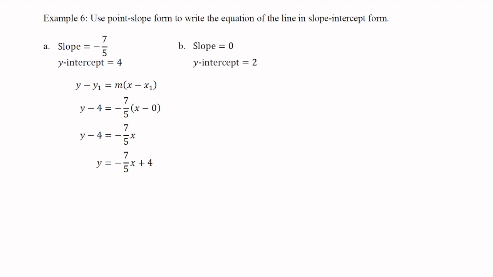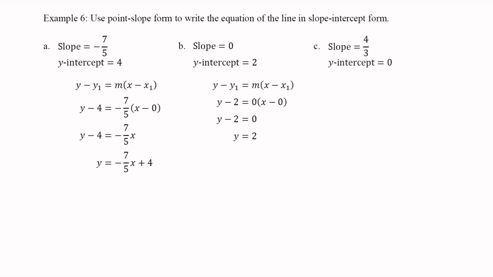For the second example of this set, we have a slope of 0 and a y-intercept of 2. So if we use point-slope form, remember the y-intercept gives us the point (0, 2), and the slope is also 0. And when we distribute the 0 to what's in parentheses, we end up with 0 on the right-hand side, and when we add 2, we get y equals 2.